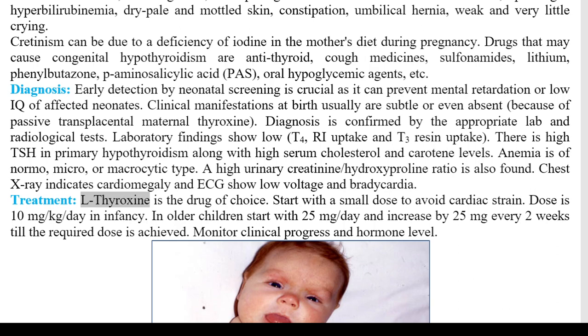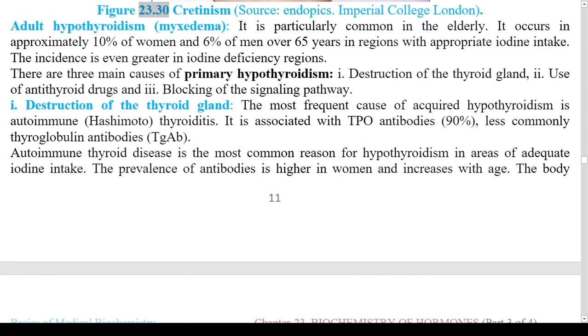Treatment: L-thyroxine is the drug of choice. Start with a small dose to avoid cardiac strain. Dose is 10 mg/kg/day in infancy. In older children, start with 25 mg per day and increase by 25 mg every 2 weeks till the required dose is achieved. Monitor clinical progress and hormone level. Figure 23.30 Cretinism. Source: Endopics.